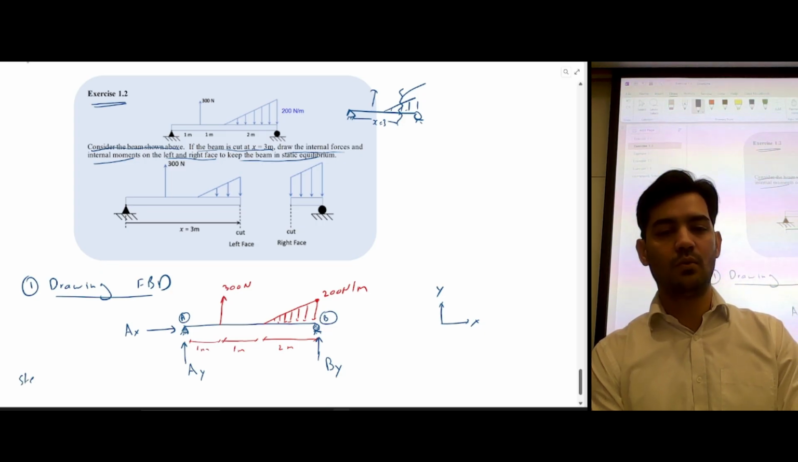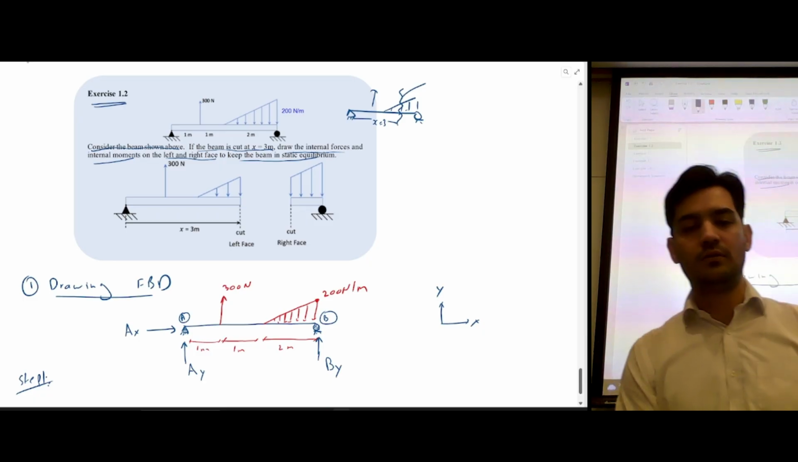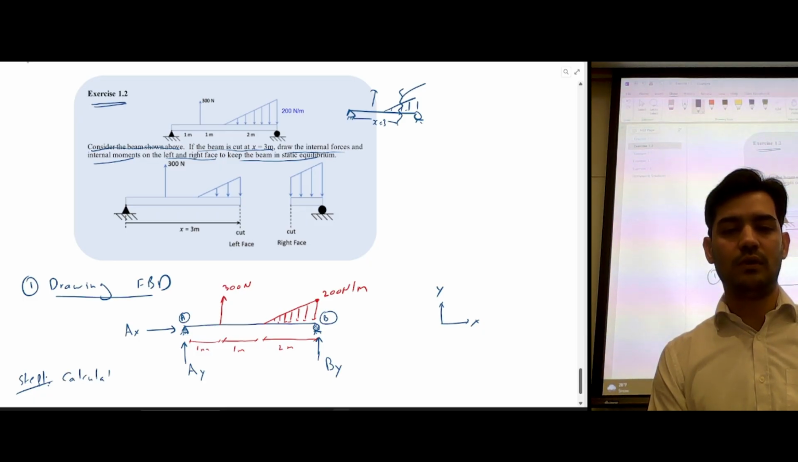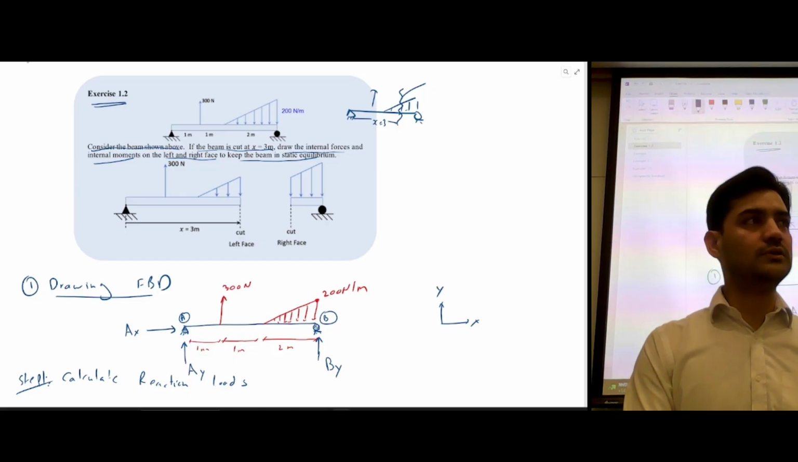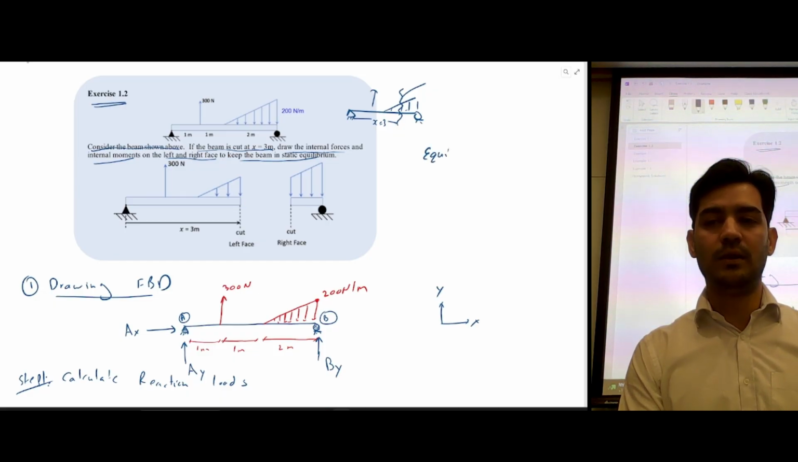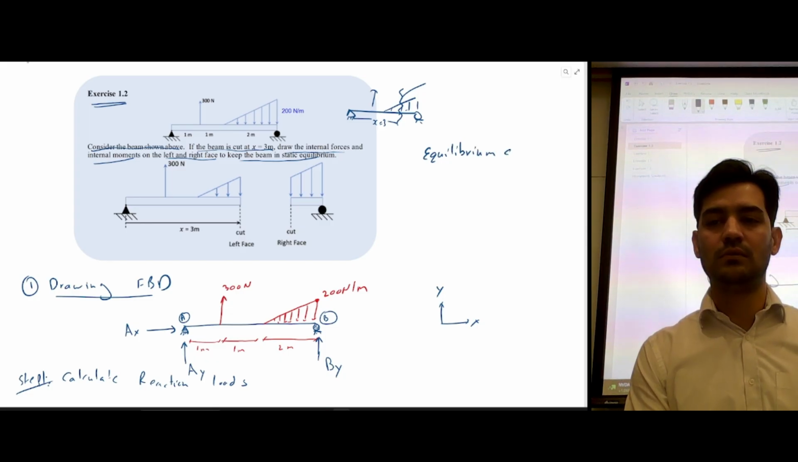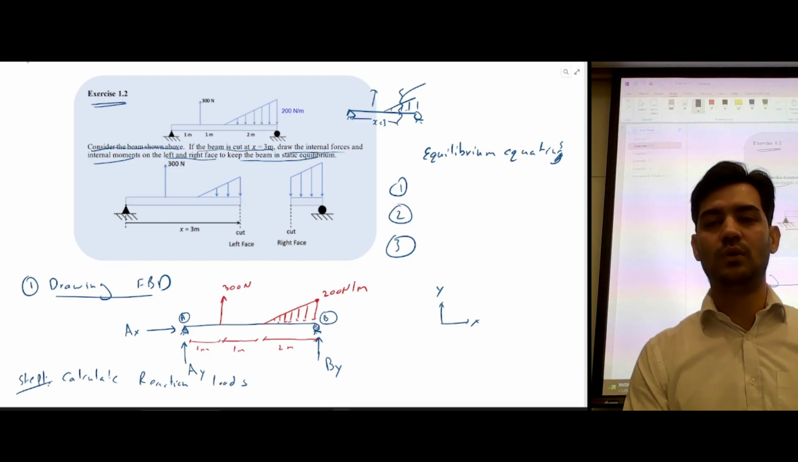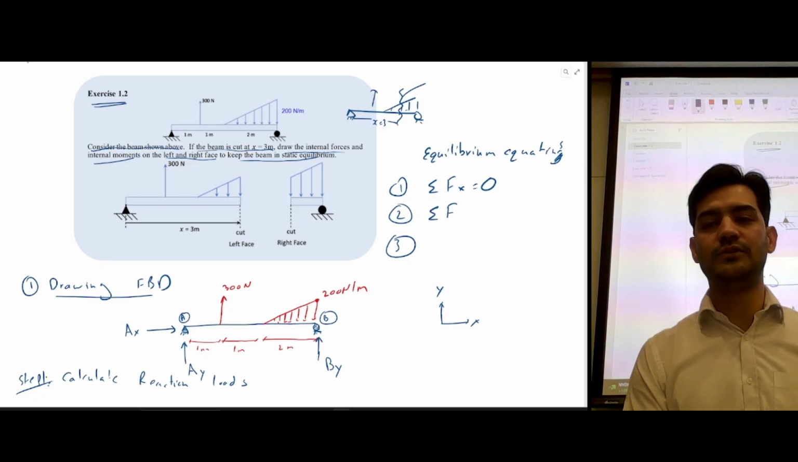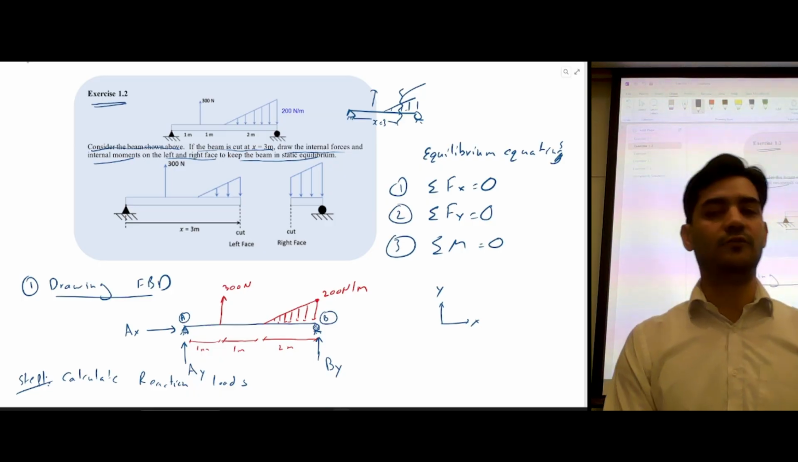So the first step would be to calculate the reaction loads. Step 1, calculate reaction loads. And how you can calculate the reaction loads is by using equilibrium equations. And there are three equilibrium equations. One is summation of forces along the x-axis is equal to 0. Another one is summation of forces along the y-axis is equal to 0. And then you can also take summation of moments.